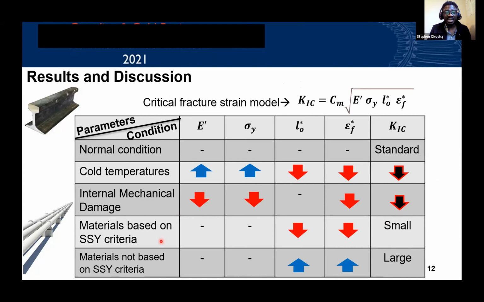And then for materials that obey the small scale yielding criteria, like the rail steels or structural alloys for bridges, they generally have very low fracture toughness, in the range of 30 to 45. And for materials that don't obey it, like pipelines, pressure vessels, and nuclear vessels, we're supposed to have very high fracture toughness because of these two parameters, in the range of 100 or 150.